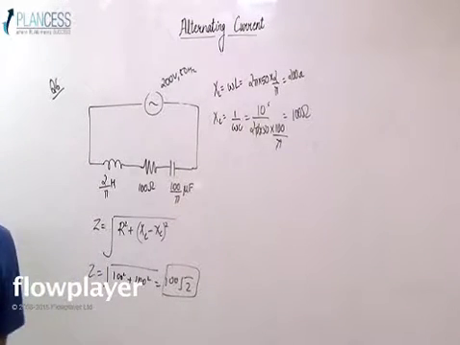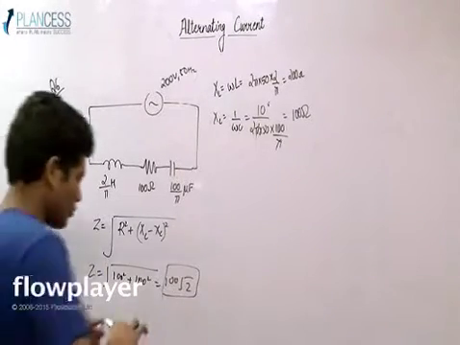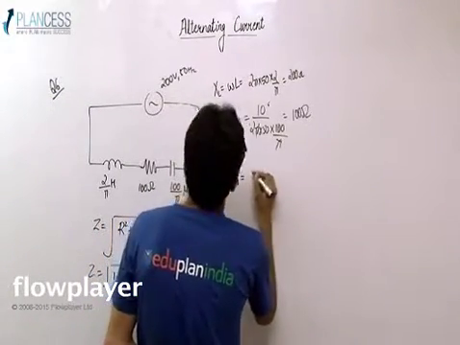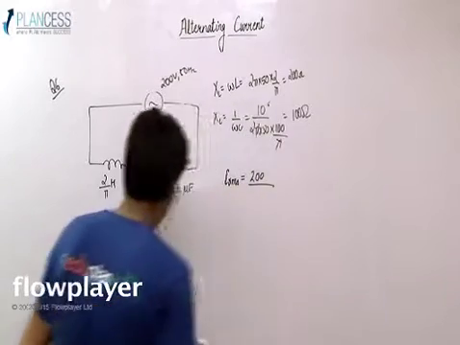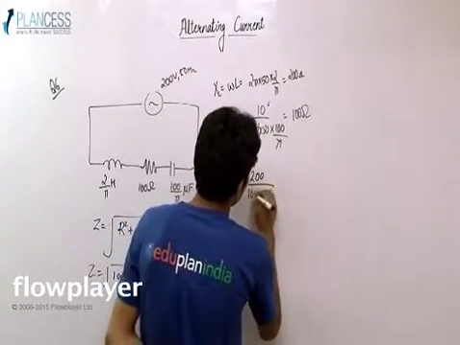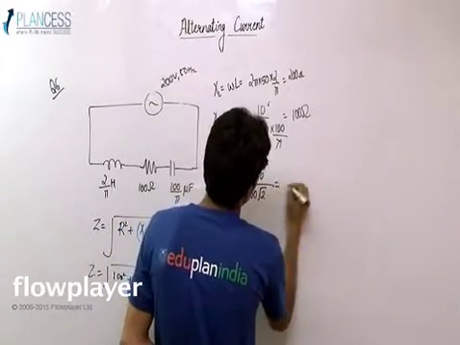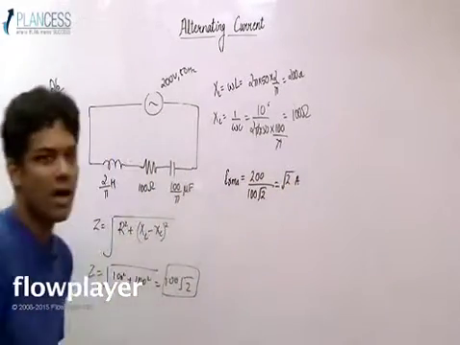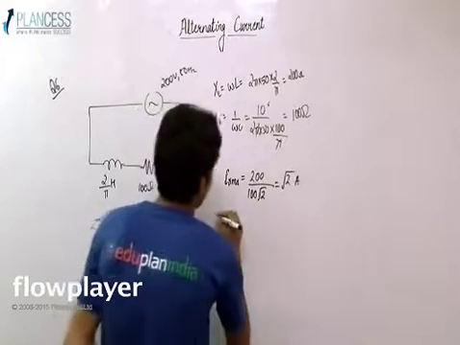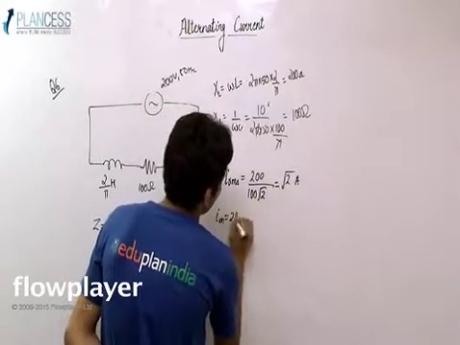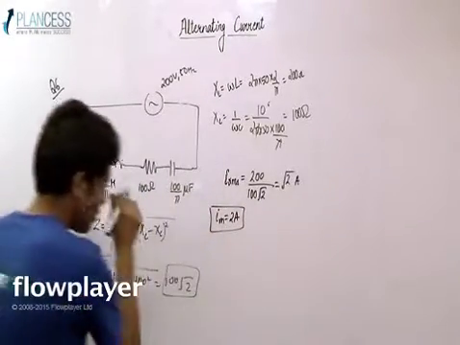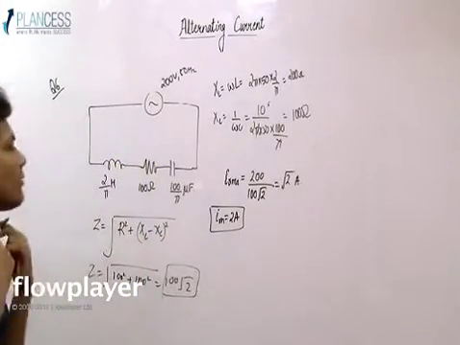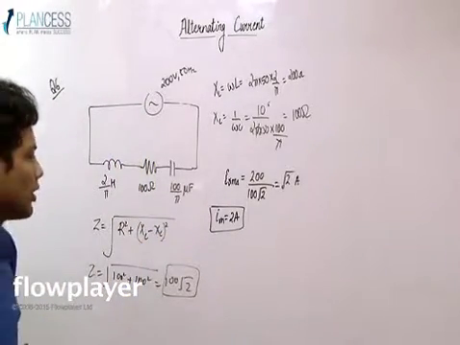Now after getting the value of the impedance, I can write down that IRMS is equal to VRMS, that is 200 upon 100 root 2, which would be root 2 ampere. And if IRMS is root 2 ampere, I can say I maximum has to be 2 ampere, because I maximum is root 2 times IRMS.